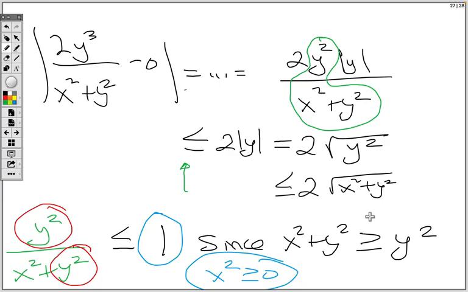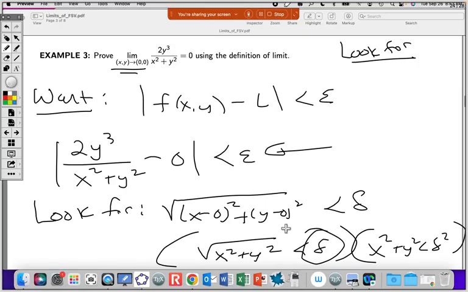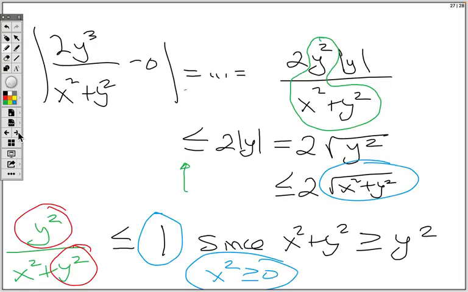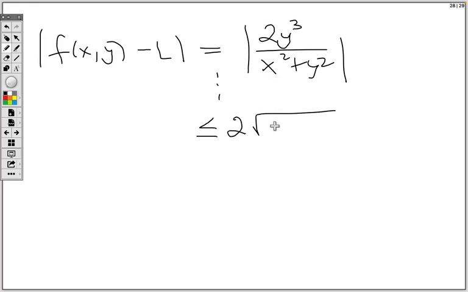And why do I care about this? This is what I'm on the lookout for, because this is what I want less than delta. Yeah, exactly. Okay. So to kind of put all this together, my f of xy minus L was equal to the absolute value of 2y cubed over x squared plus y squared, which through a series of algebra I've shown is less than or equal to 2 times the square root of x squared plus y squared.